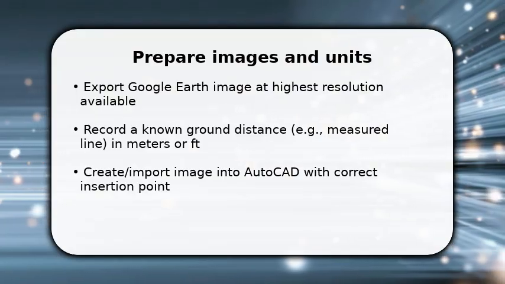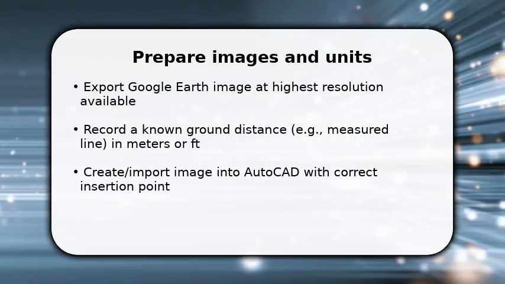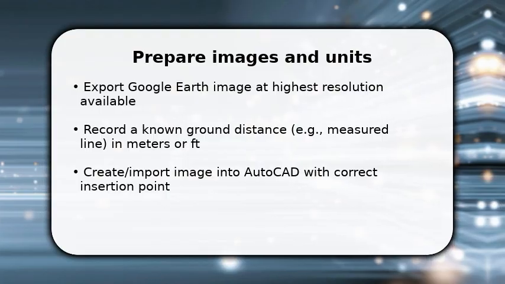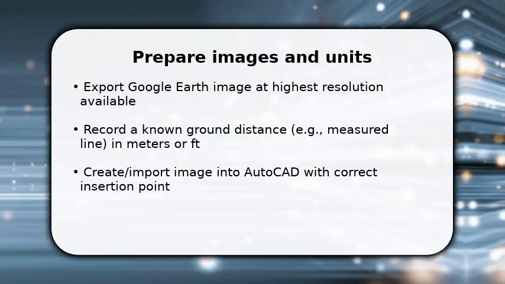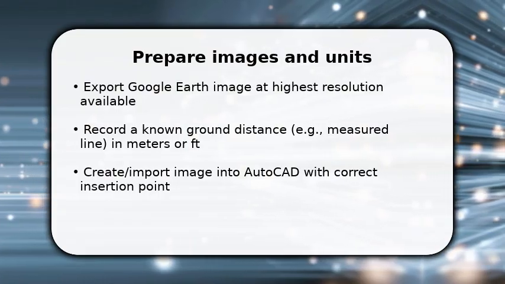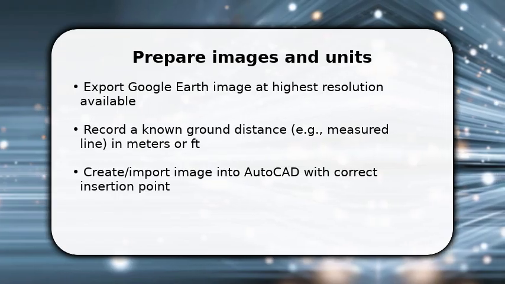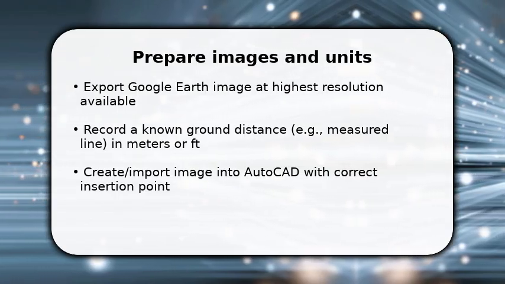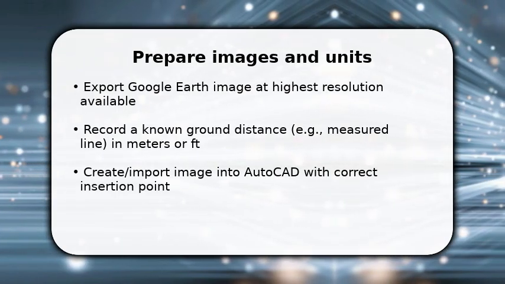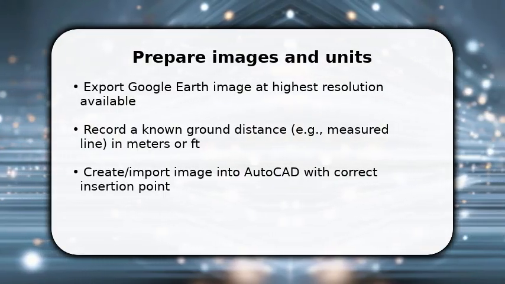You start by importing the Google Earth image into Autocad and defining clear units. Choose a reliable ground distance you can verify on the image, such as a road segment or building length. Once the image is inserted, snap to the known endpoints and draw a polyline between them so you have a measurable reference. Make sure drawing units match your measurement units. Otherwise, scale factors will be wrong and the result will be inaccurate.